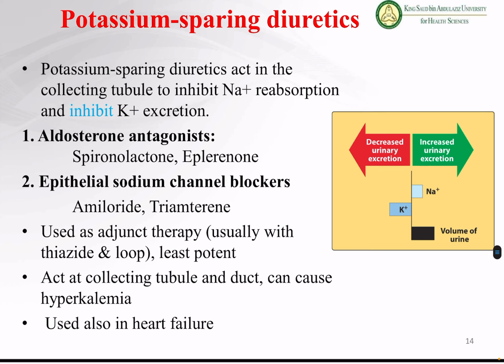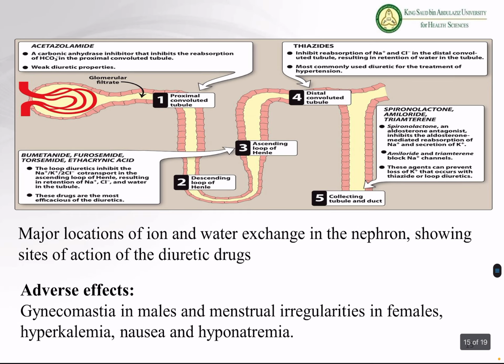We discussed the adverse effects, that these drugs may cause hormonal imbalance. So we have gynecomastia in the males and menstrual irregularities in the female. We discussed gynecomastia also, the enlargement of the breast in the males. So this is about the potassium sparing diuretic.